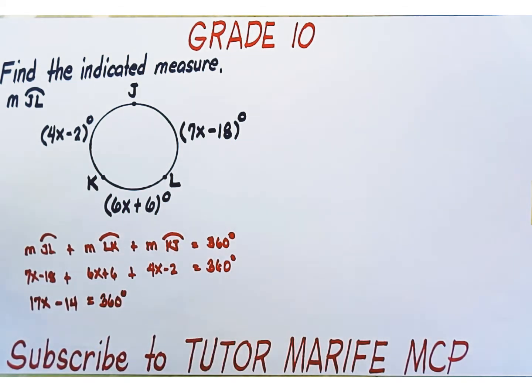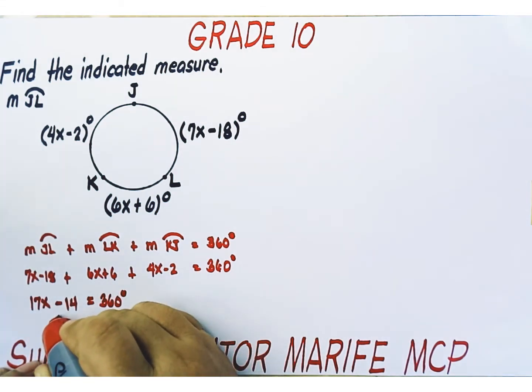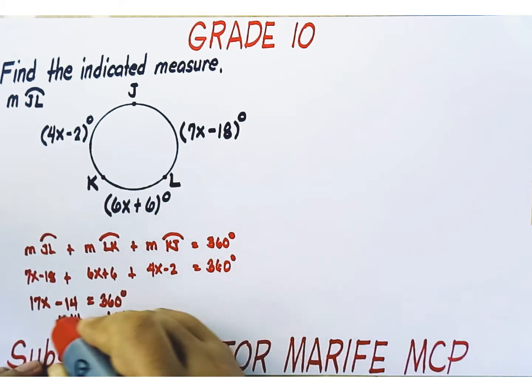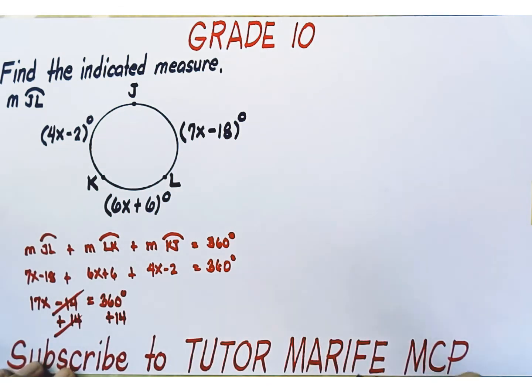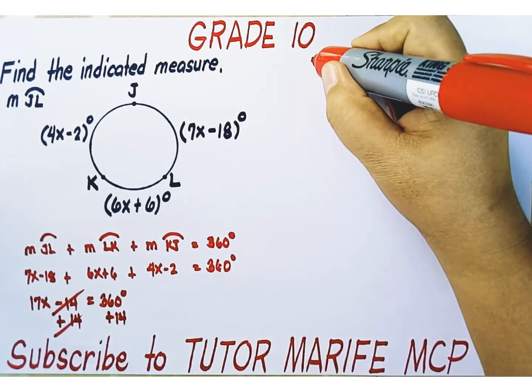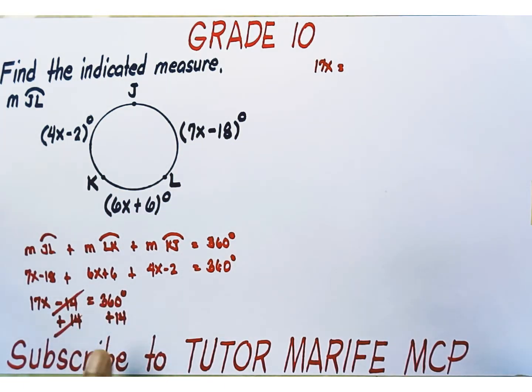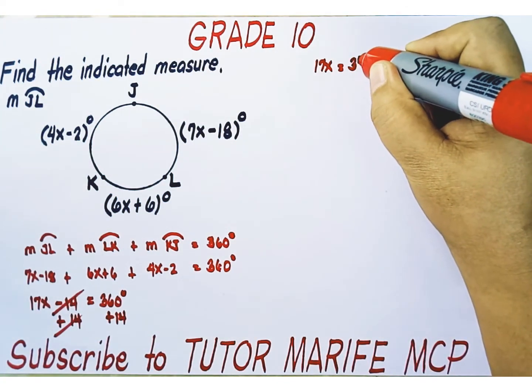Next, we use addition property of equality to eliminate the constant term on the left side of the equation. Add 14 to both sides. Additive inverses cancel out each other. On the left side, we are left with 17x. And on the right side, we now have 360 plus 14 is equal to 374.